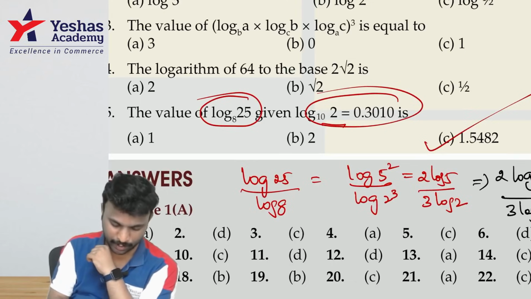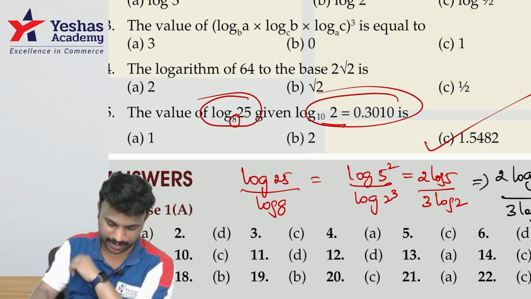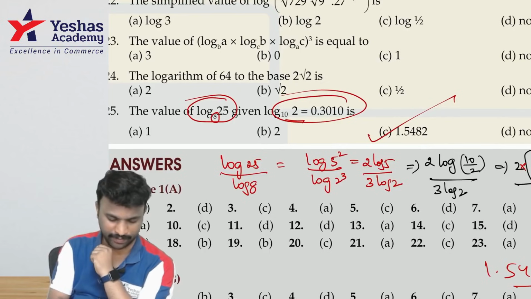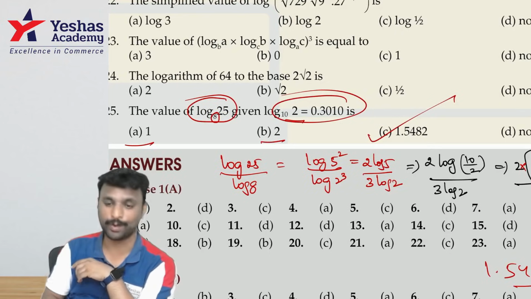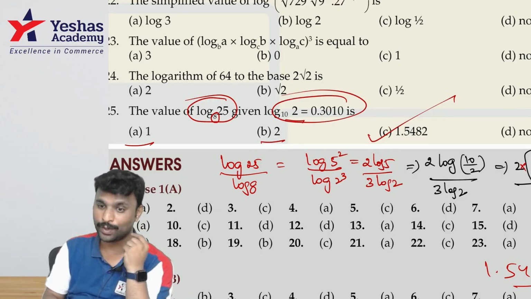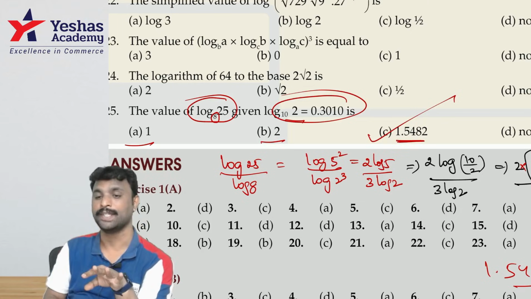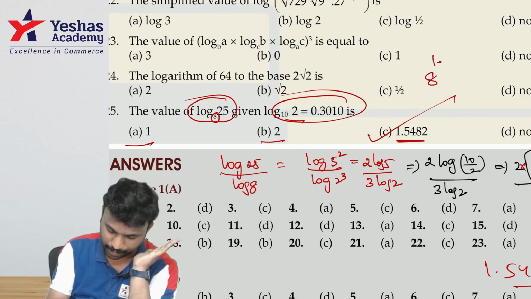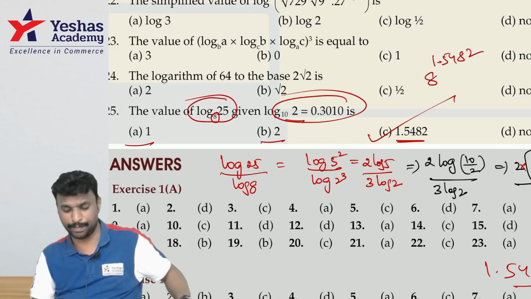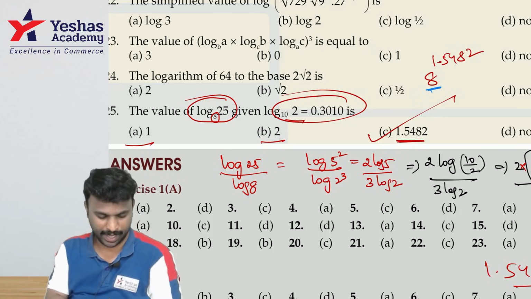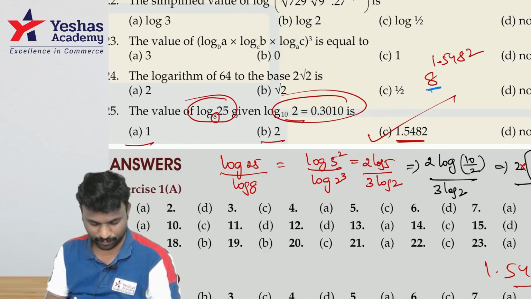Now, the other method you can use to solve is: 8 power what is 25, we'll have to check. So definitely it's not 8 power 1. 8 power 2 is 64. So for 8 power 1.5482, whether it is 25, we have to check. Guys, you know how to raise a number to a decimal power. How? Feed the base 8, press the square root how many times? 12 times.